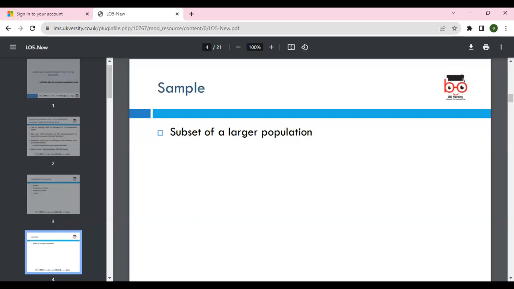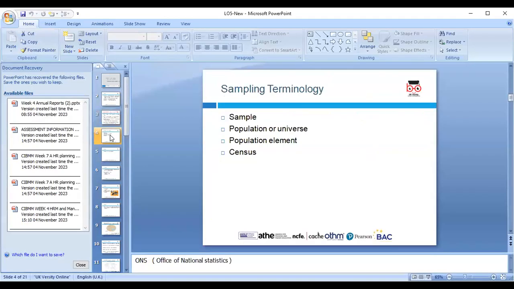Every 10 years we have a census. Okay, so we'll go through that in a minute.